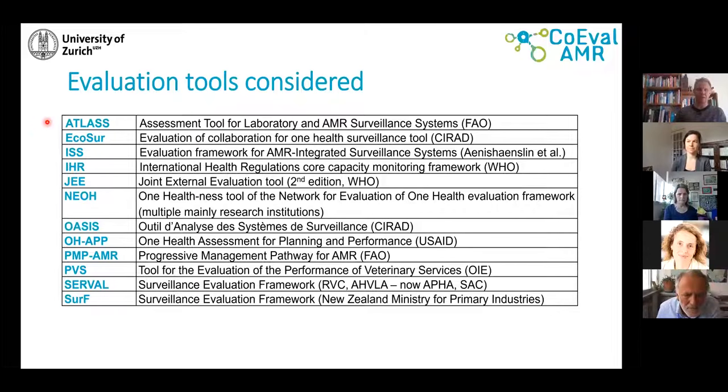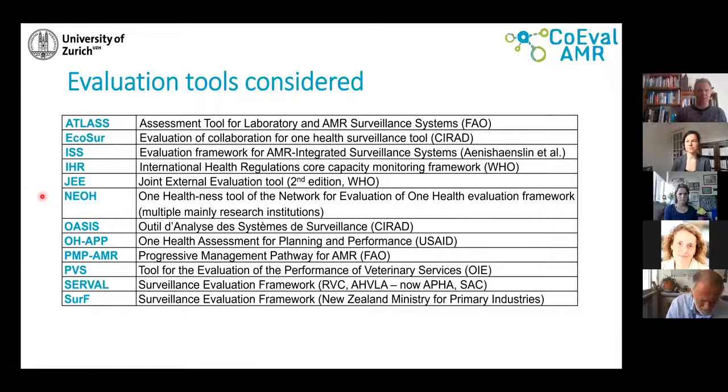Then we have the tool developed by CIRAD, the French institution for research for development, for the evaluation of collaboration for One Health surveillance tools. Then we have a framework for integrated surveillance systems for AMR that was developed by Cecile and her colleagues. Then we have the International Health Regulations from the WHO, and the Joint External Evaluation tool, the second edition, which is also from the WHO and the OIE.